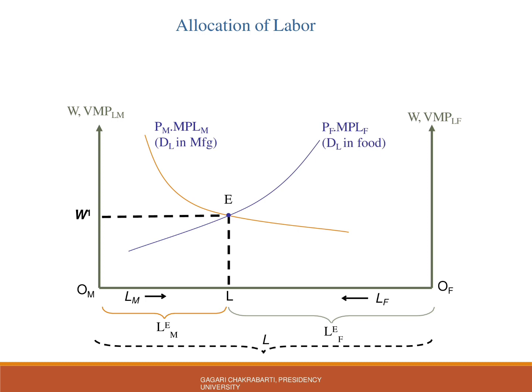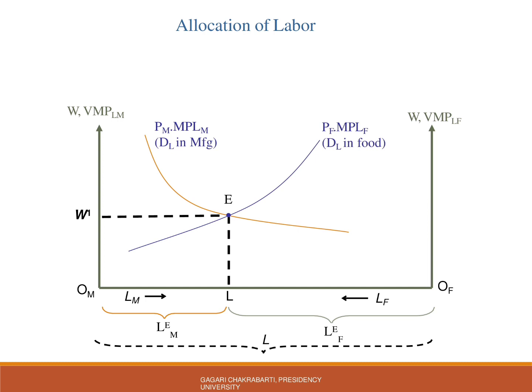Similarly, we have OF, which is the right origin rather. So that gives us the origin of the food sector. If we move leftward, starting from point OF along the horizontal axis, then employment of labor increases in the food sector. And this total length of the horizontal axis will give us the total amount of labor available in the economy.